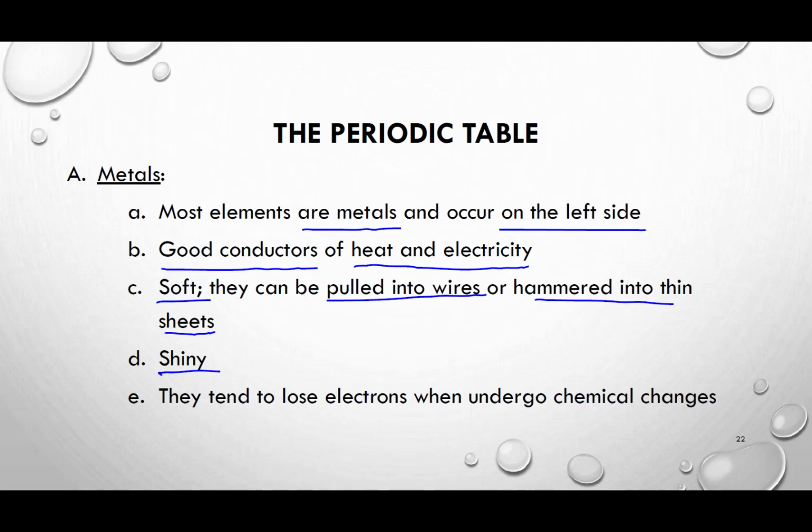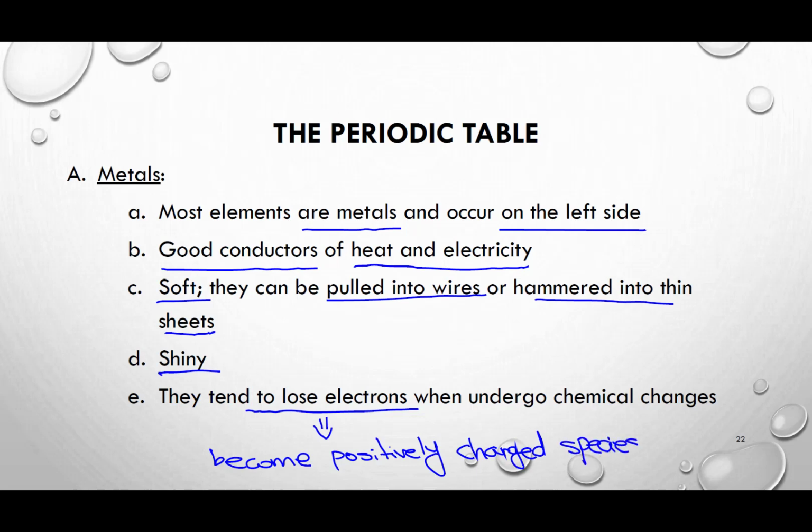And also metals want to lose electrons. When they go under chemical change, metals lose electrons. That's very important. That means they become positively charged species, like lithium ion, calcium ion, and so on. These are metals. They lose electrons, and they become positively charged species.